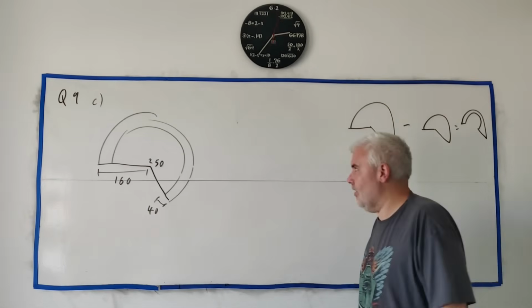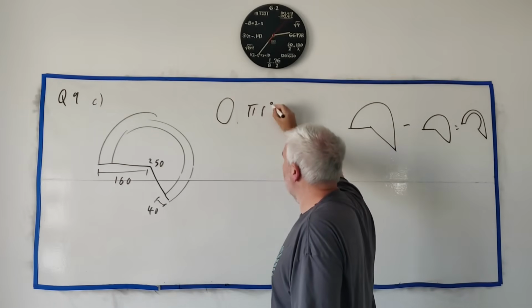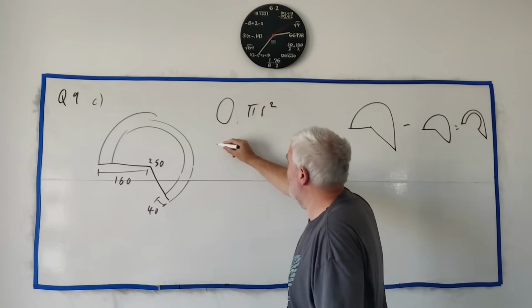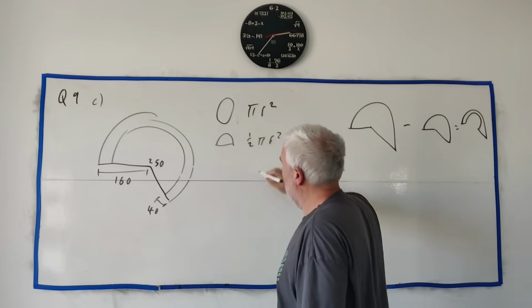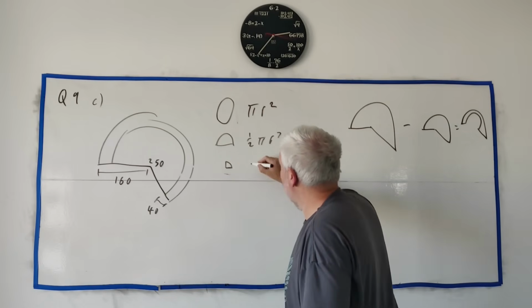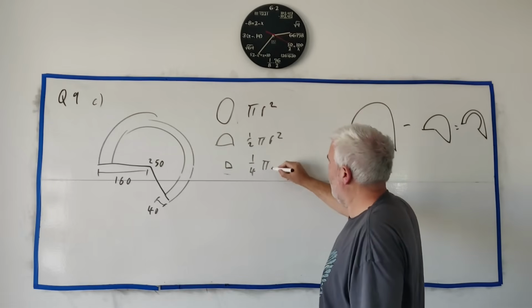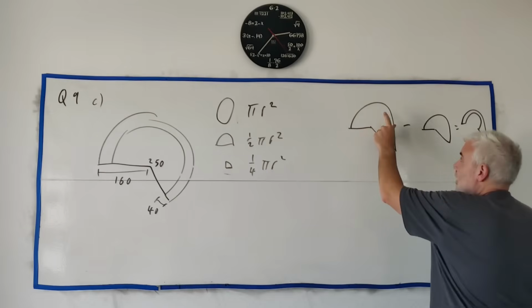And that's not too hard either. A whole circle is pi r squared. Half a circle is a half pi r squared. A quarter of a circle, like this, is a quarter pi r squared. So basically, how much of a circle is this?